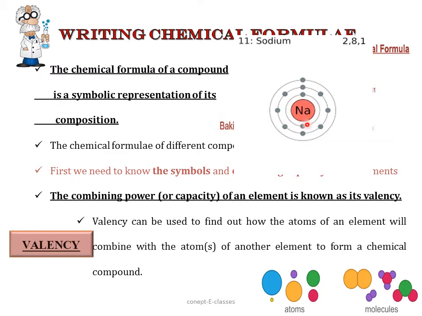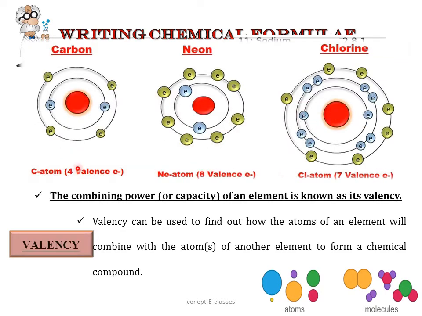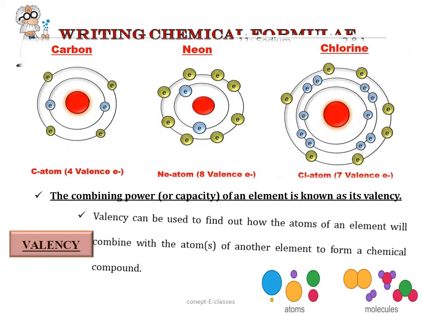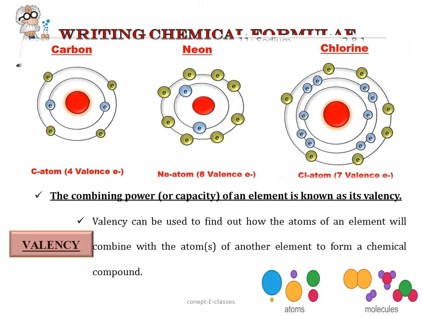For example, in the case of sodium, the valency is 1. In the case of carbon, we have 4 electrons in the outermost shell, hence the valency is 4. In neon, 8. Chlorine, 7. So valency of an element is related to how many electrons are there in the outermost shell. Now valency can be used to find out how the atoms of an element will combine with atoms of another element to form a chemical compound.